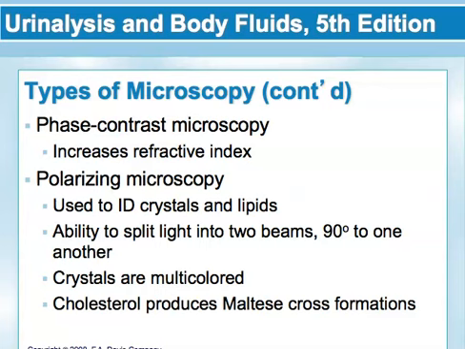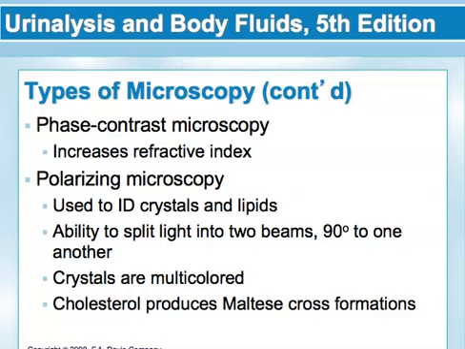Okay, phase contrast. This type of microscopy increases the refractive index by increasing the contrast, and that's done by using a bright field microscope with a phase contrast objective lens and a matching condenser. This type of microscopy is especially helpful for identifying low refractive hyaline casts or mixed cellular casts and mucus threads.